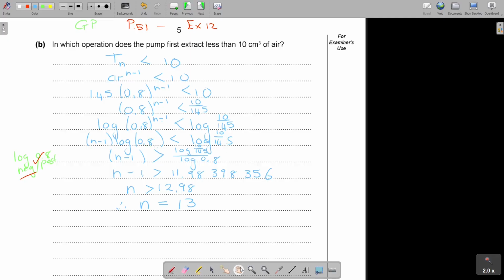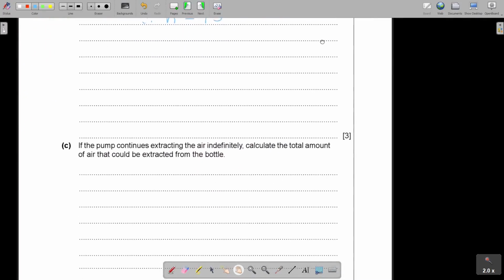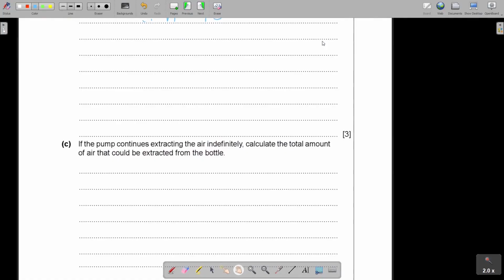Again, I will look now at the exam report. I'm just finishing up with this one. If the pump continues extracting air indefinitely, calculate the total amount of air that could be extracted from the bottle. First, it's the sum to infinity, and then I'll show you where you can also find the formulas if you cannot recall them.